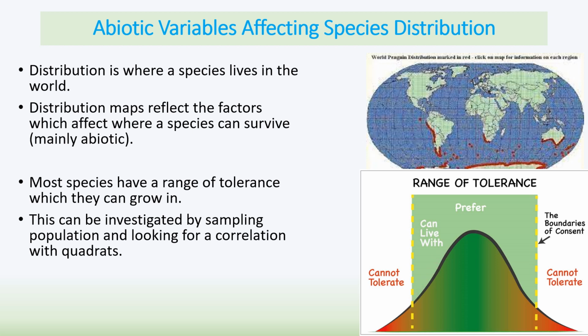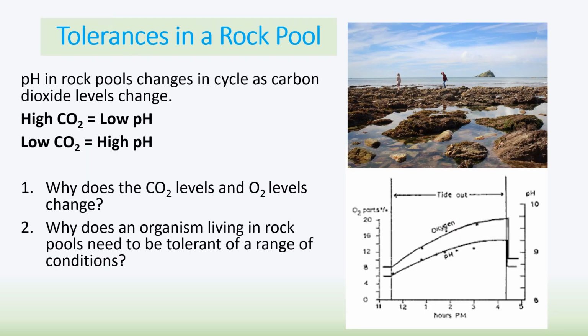So there's a certain tolerance zone in which a species can live, and you can investigate this by using quadrats and looking at how conditions change compared to how numbers of species change. And you'll learn about quadrats in the module leading up to the internal assessment.